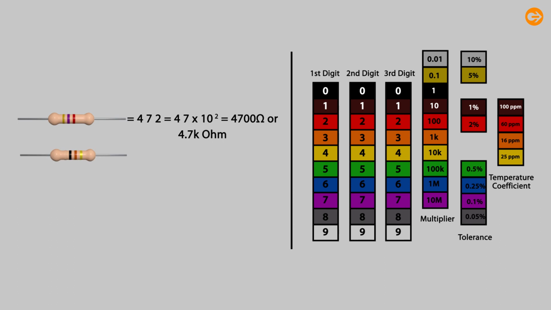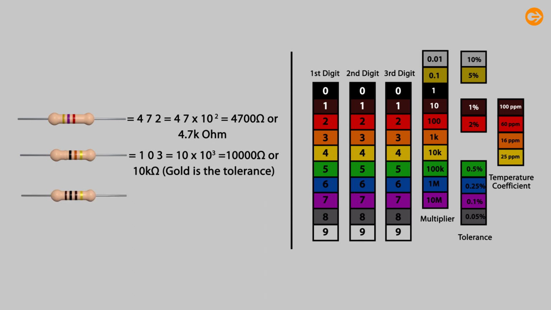Brown, black, orange, gold. 103 is equal to 10 into 10 to the power of 3 is equal to 10,000 ohms or 10 kilo ohms. Gold is the tolerance. If the resistor band's colors are brown, black, brown, silver, then it is 1, 0, 1. That is 10 into 10 to the power of 1. That is 100 ohms. Silver is the tolerance.